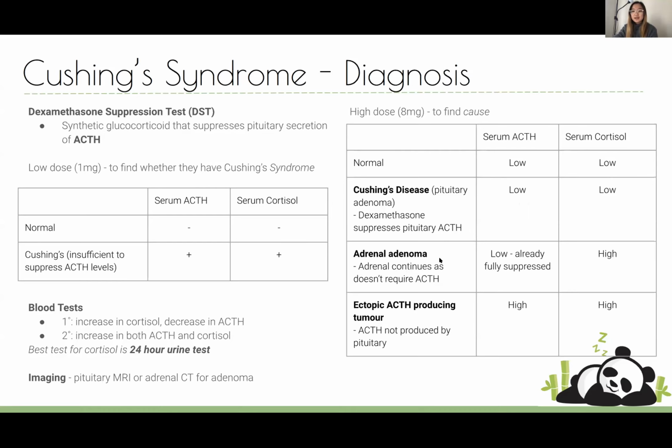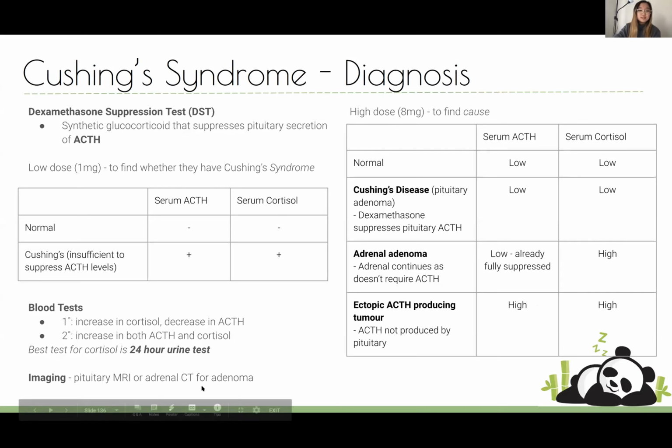If it's an adrenal adenoma, then the ACTH is already low, because the adrenal adenoma is directly secreting cortisol, and so your cortisol is already negative feedbacking and causing a decreased ACTH. Further suppression means it's low already, nothing changes, but your serum cortisol is still high. And if it's an ectopic ACTH producing tumor, so a random tumor anywhere in the body producing ACTH, you will not suppress the ACTH because it's not the pituitary. So the ACTH will still be high and your serum cortisol will also be high in response.